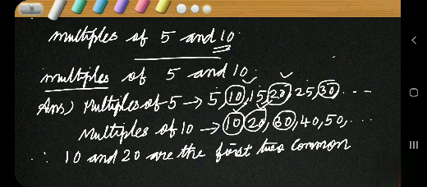So what we have done here? Yes, we have written the multiples of 5. Then we have written the multiples of 10. So among these multiples, we found the common multiples of 5 and 10. Have you understood? Okay, now let's write down the next question.